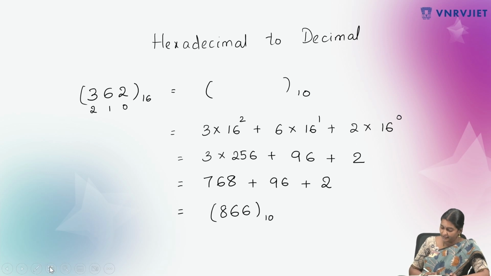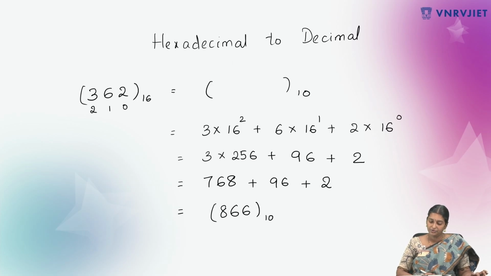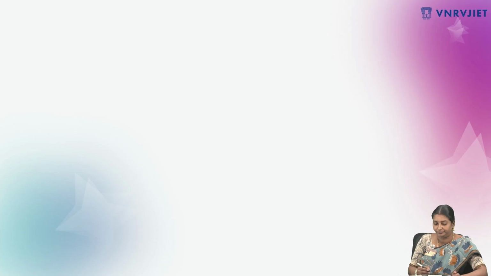So we have converted from any base r to decimal by multiplying with the powers of r. We have converted binary to decimal, octal to decimal, and hexadecimal to decimal. So totally we have done 6 conversions. Let us concentrate on the remaining 6 conversions.